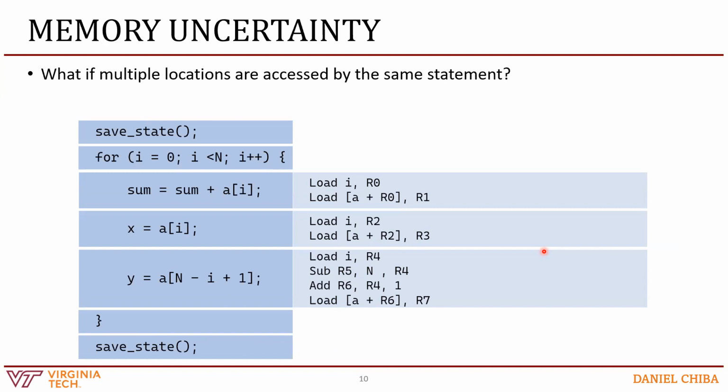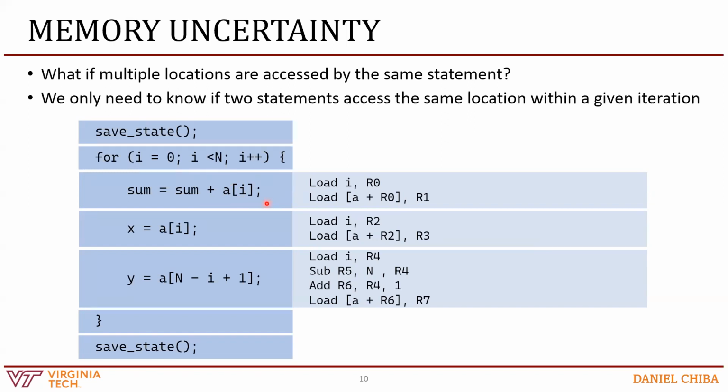Now, there are a few compile time uncertainties that need to be addressed. The first is memory uncertainty. So if you have a loop, for example, you might be addressing different memory locations in the same statement, right? So in this case over here, A of I, the address pointed to depends on the value of I, right?